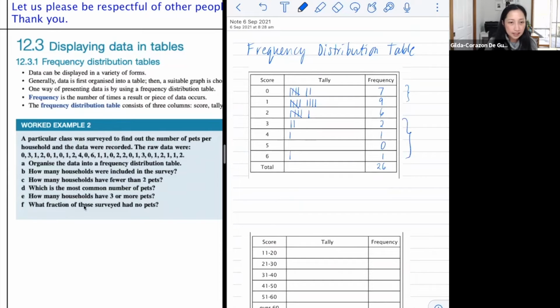Right? And then the last question there, what fraction of those surveyed had no pets? So that one there would be 7, right? So that's 7 out of 26. And that's your fraction, right? What fraction of those surveyed had no pets? There were 7 out of 26.